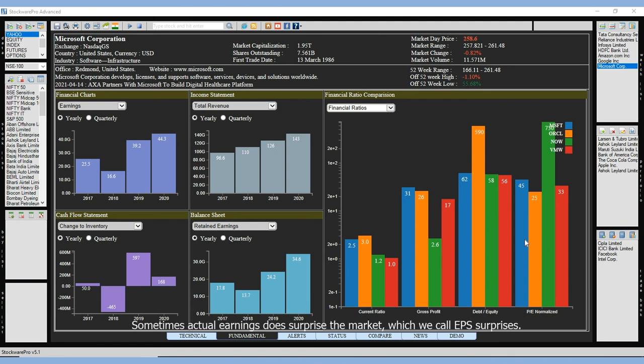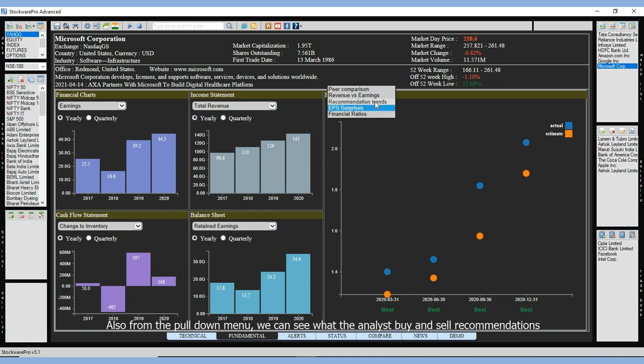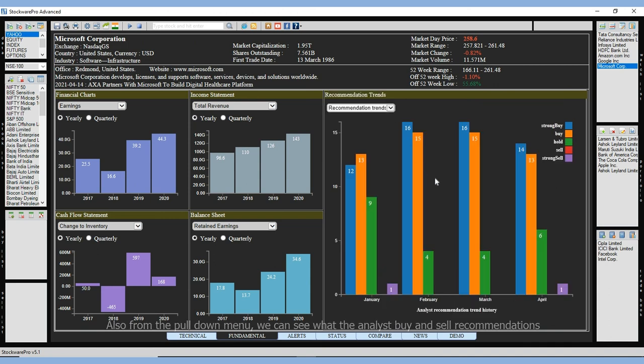Sometimes actual earnings do surprise the market, which we call EPS surprises. Here we can see that for this company, the actual earnings have beaten the analyst estimates for every quarter in the year 2020. Also, from the pull down menu, we can see what the analyst buy and sell recommendations were for each month this year. This shows that for the month of April, there were 14 analysts who were giving a strong buy signal, while one analyst was giving a strong sell signal for this stock.